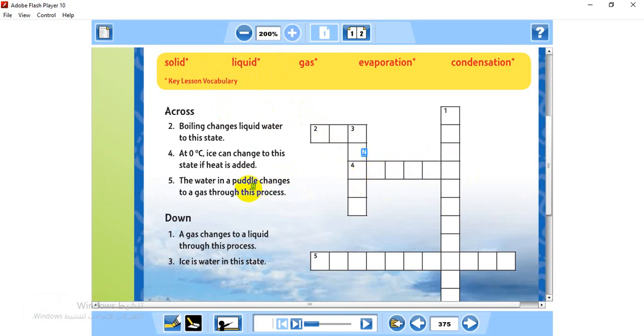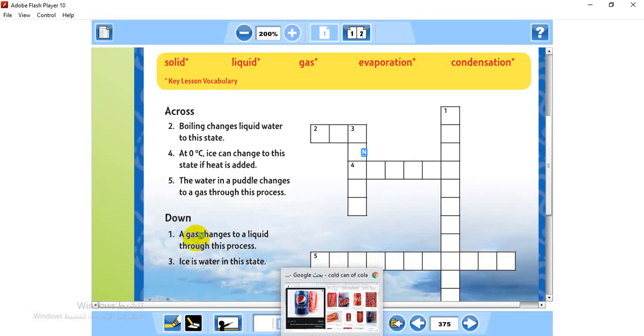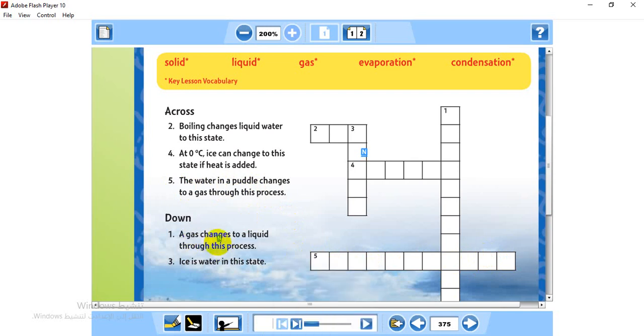Let's see number 5. I think this one is a big word, a large size of word. The water in a puddle. You know the puddle. What does puddle mean, guys? Because I showed it to you many times. A puddle is a small area of water found after a rainy day. So the water in a puddle changed to gas through this process, so the puddle would disappear.